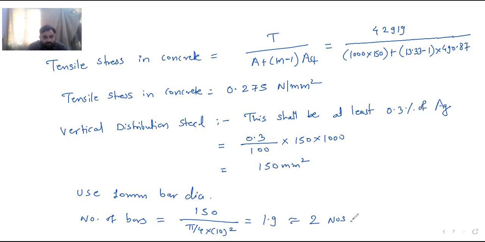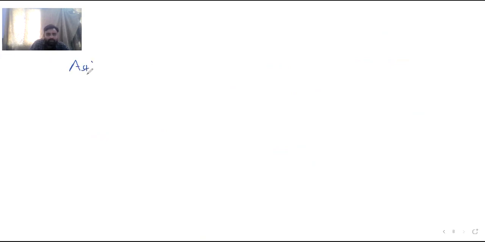Okay, so if 2 number of bars are required, then what is the AST provided? AST provided is equal to 2 into pi by 4 into 10 square. So it is 157.07 mm square.